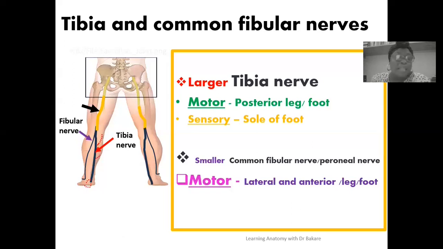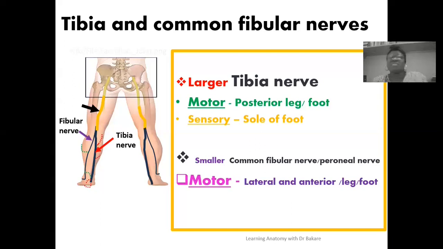And this is the supply here that is highlighted in dotted green. It is also seen to give motor innervations to some intrinsic muscles of the foot. And this is what is seen to be highlighted down here, also in dotted green. So you see that the motor innervations from the common fibular nerve or the peroneal nerve is given to muscles around the lateral and also the anterior regions of the leg. It's also seen to supply or innervate some intrinsic muscles of the foot.